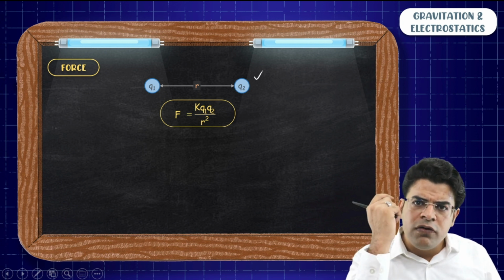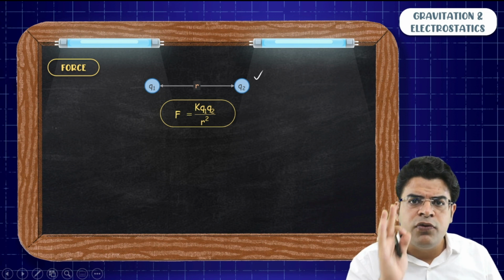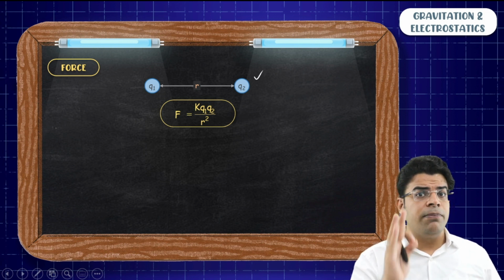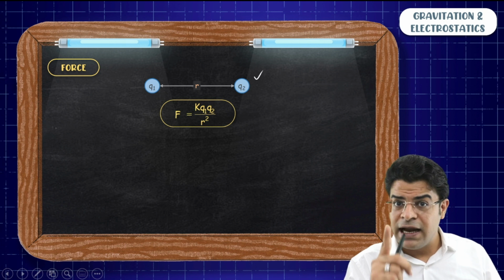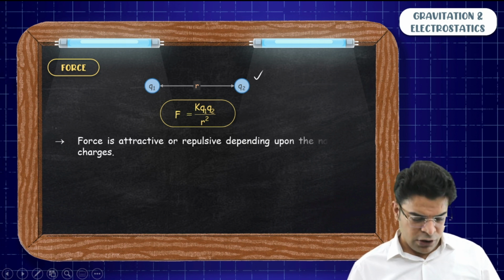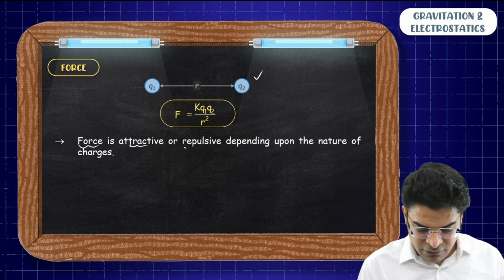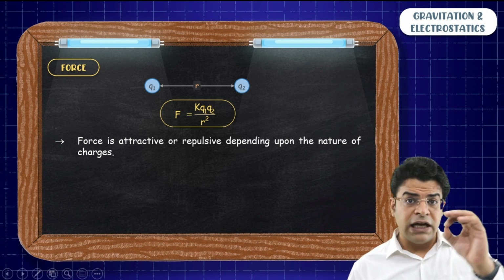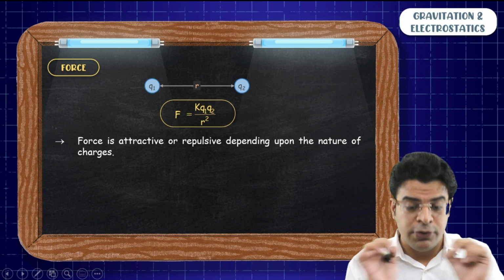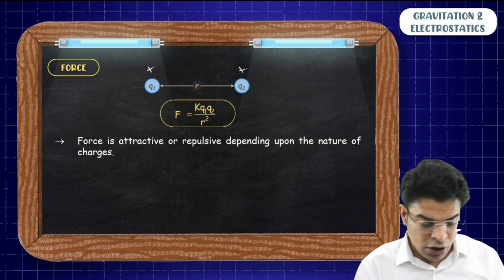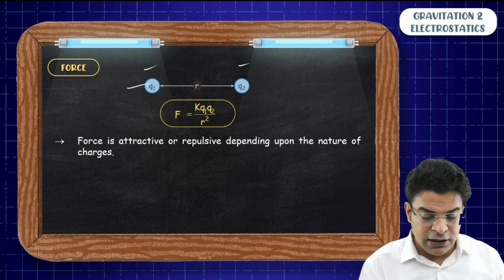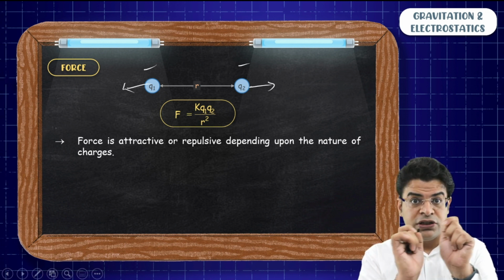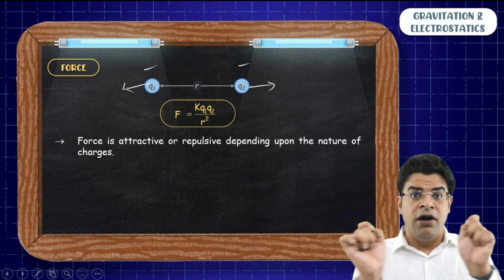Now, what we need to emphasize on is different from gravitation here. Gravitational force is always attractive in nature. Gravitational force is independent of the medium present between the two masses, but that's not the case for electrostatic. The force is attractive or repulsive depending upon the nature of charges. If the charges are like charges, then the force is repulsive. So if both the charges are positive or if both the charges are negative, then the forces are repulsive in nature. They try to push each other away.